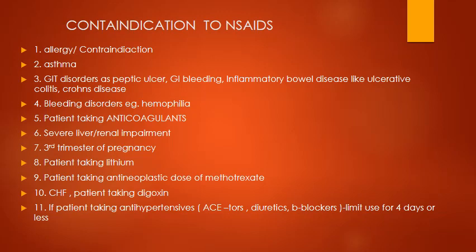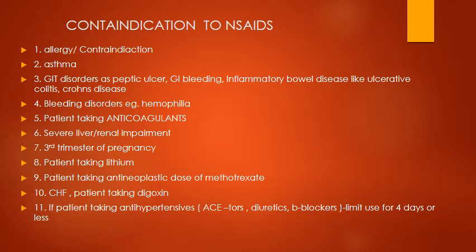Next, severe liver or renal impairment or end stage liver or renal disease are contraindications to NSAIDs. The next is the third trimester of pregnancy. In the first and second trimester of pregnancy, you can still prescribe NSAIDs, but in the third trimester, NSAIDs become category D. So this becomes a contraindication. You will not prescribe it.